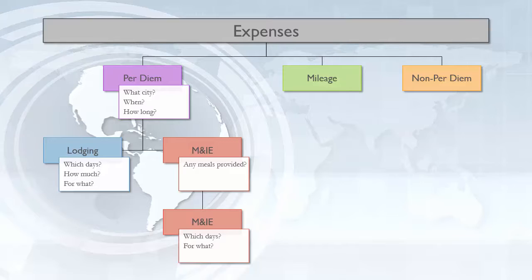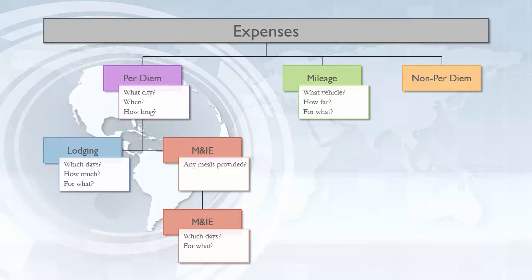Mileage is one of the easiest expenses to record, since there isn't a receipt or an itinerary involved. The government specifies a mileage rate for reimbursement based on the type of personal vehicle you're using. All the system needs to calculate the expense is the type of vehicle and the number of miles.